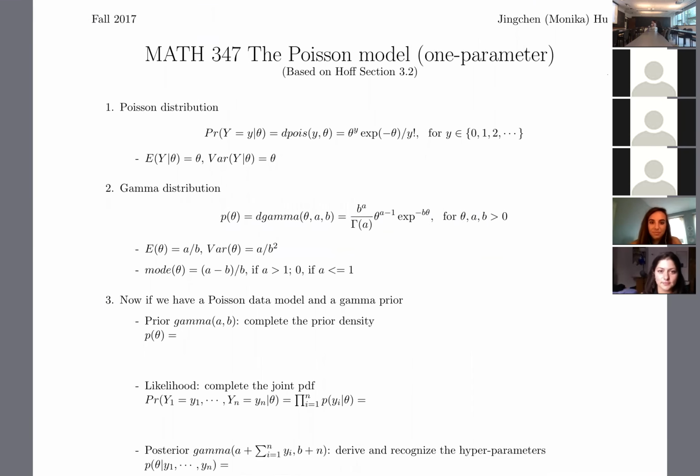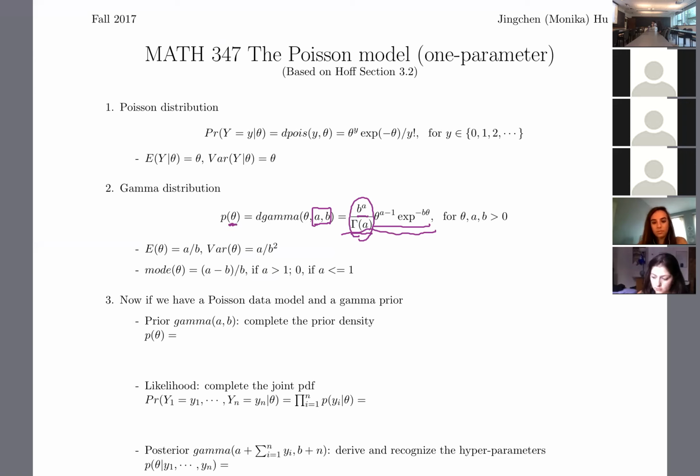Okay. So for the gamma distribution, you see that now the gamma distribution is on the parameter theta, which is rate, okay? And there are two hyperparameters for gamma, A and B. So the PDF is kind of involved. This is a constant, B raised to the power of A over gamma function of A. Last time we talked about it: if A is an integer, then it's (A minus one) factorial. But a lot of times you don't have to worry too much about it in the conjugate case. In the kernel, you see theta raised to the power of A minus one, and exponent negative B times theta.